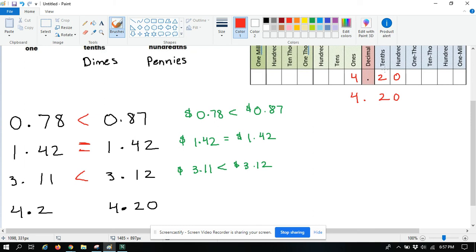2 tenths, or 2 dimes, would be 20 cents, and 20 hundredths is the same thing as 20 pennies, or 20 cents. So technically, they are the same. We would say that these two are equivalent, or equal to each other. And we would also say $4.20 is equal to $4.20.